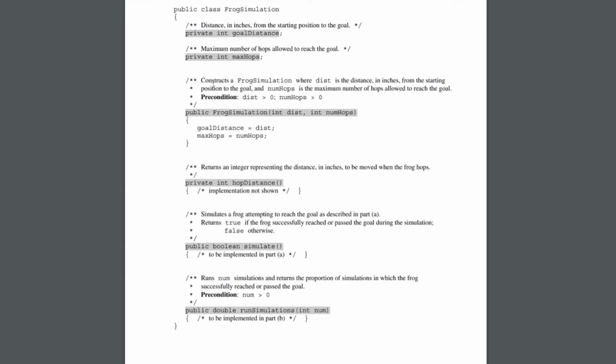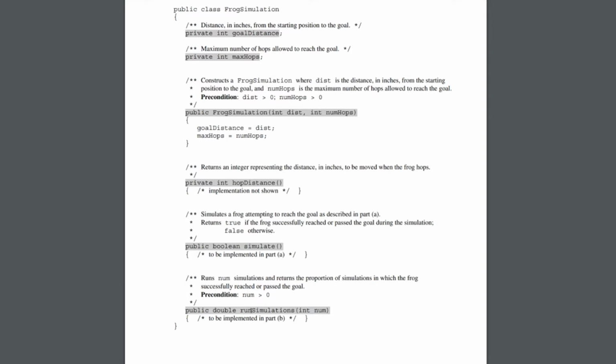The FrogSimulation constructor constructs a FrogSim where distance is the distance in inches from the starting position to the goal, and numHops is the number of maximum hops allowed. That means this is going to tell us how far we have to go and how many hops we have to get there. hopDistance returns an integer representing the distance in inches to be moved when the frog hops. The boolean simulate returns true if the frog simulation has reached the goal, false if it doesn't.